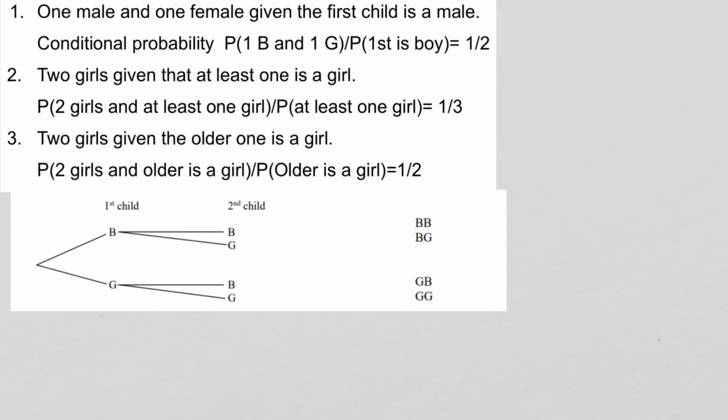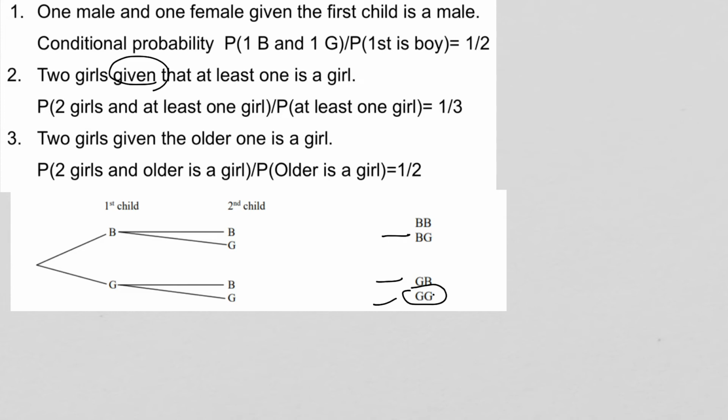All right, the second one says 2 girls given, again, here's given, that at least 1 is a girl. So I want to do the probability of 2 girls and at least 1 girl on the top divided by the probability of at least 1 girl on the bottom. The probability of 2 girls, well, there's only 1 possibility, which is here. Out of the probability of at least 1 girl, we have 1, 2, 3. So the second answer is 1/3. Okay, last question.